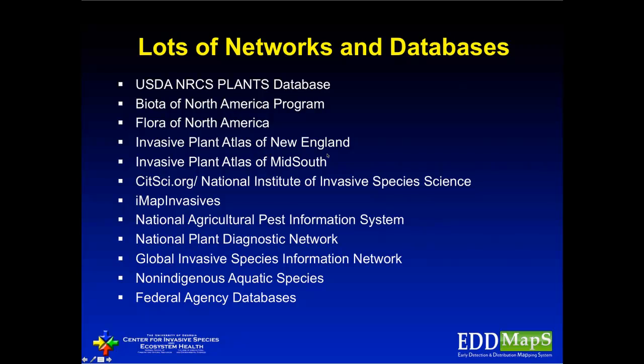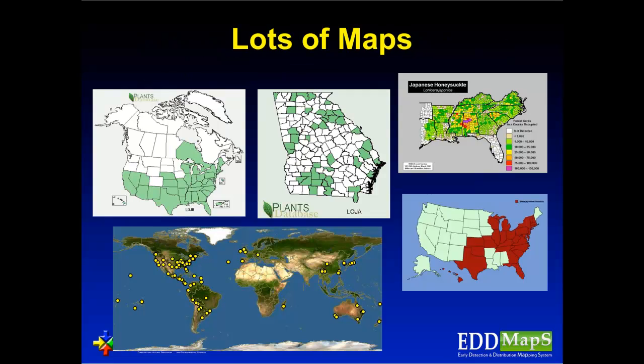But when you start talking about databases and networks and information on invasive species, there's a lot of different programs out there. And all these programs store their data in slightly different formats, or they're very specialized to a region or to a taxa, or in some cases, like the plants database, they're trying to record all the plants in the U.S. or North America, not just the invasive ones. And when you have a lot of different databases, you end up with a lot of different maps, and each one of those maps can show slightly different distribution of the species.